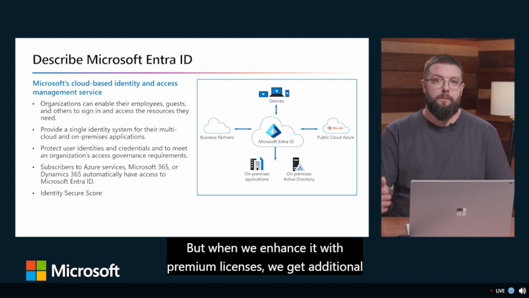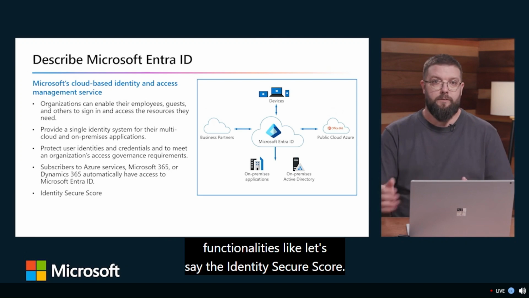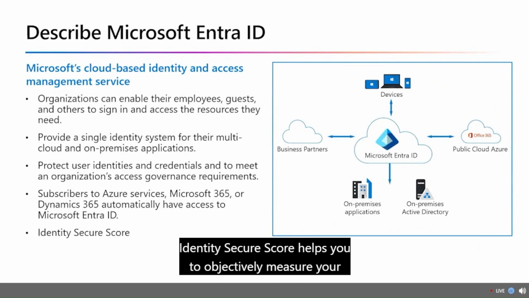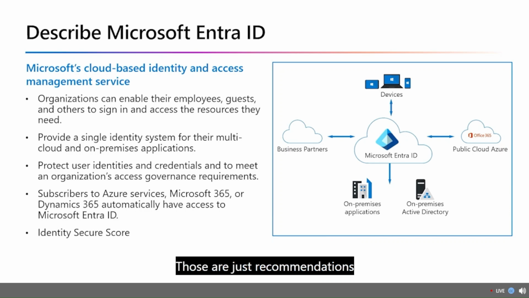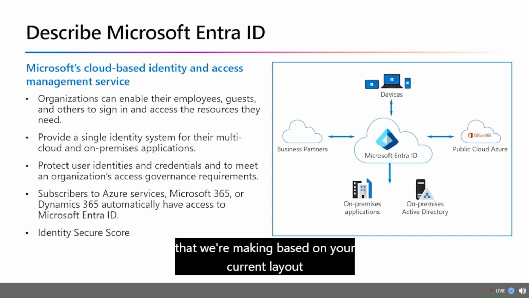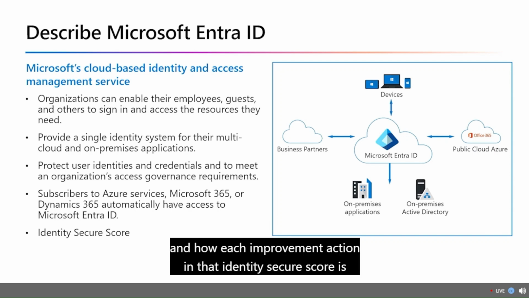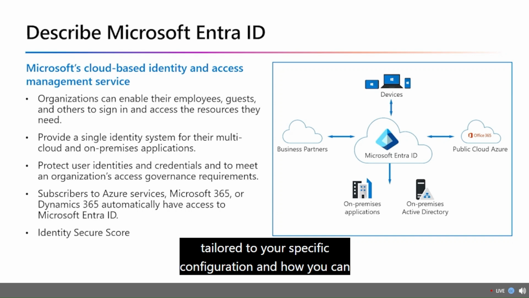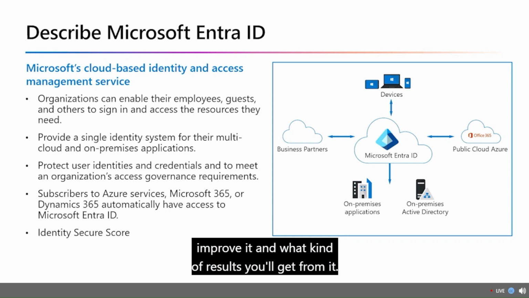But when we enhance it with premium licenses, we get additional functionalities, like let's say the Identity Secure Score. Identity Secure Score helps you to objectively measure your identity security posture and plan it according to security improvements that are suggested by Microsoft best practices. And so those are just recommendations that we're making based on your current layout, and each improvement action in that Identity Secure Score is tailored to your specific configuration, showing how you can improve it and what kind of results you'll get from it.